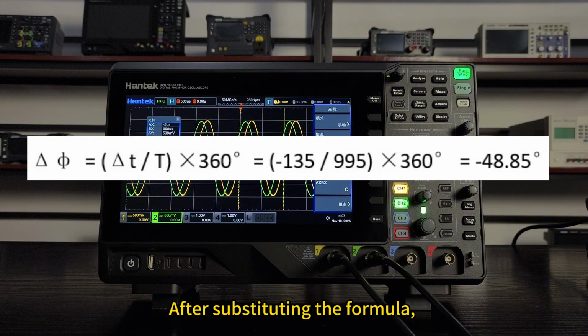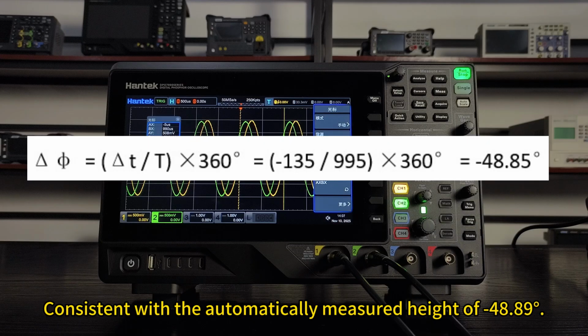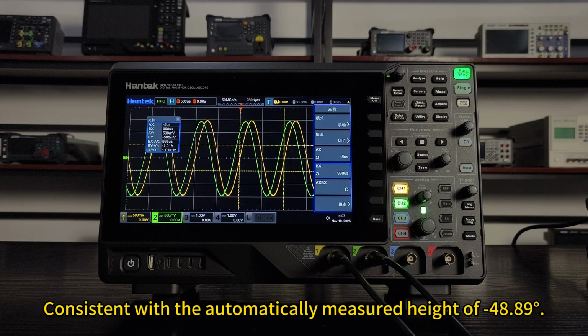After substituting into the formula, we can calculate the phase difference of 48.85, consistent with the automatically measured result of 48.89.